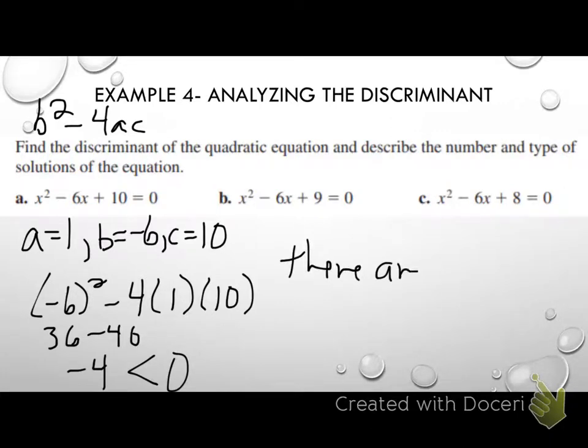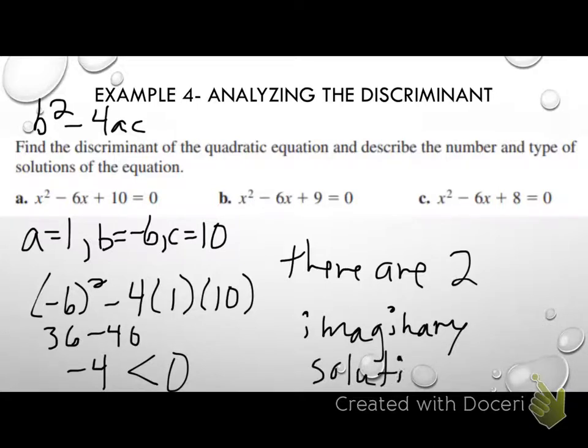So for letter A, I would say there are two imaginary solutions, for this equation in particular. Questions on letter A? Does everyone understand what we're doing? Like I said, if it told you to find the solutions, I would then have to plug into my quadratic formula and get the two solutions. But it doesn't tell me to do that, so that's all I have to do. Questions on letter A? Can I erase letter A and move to B?